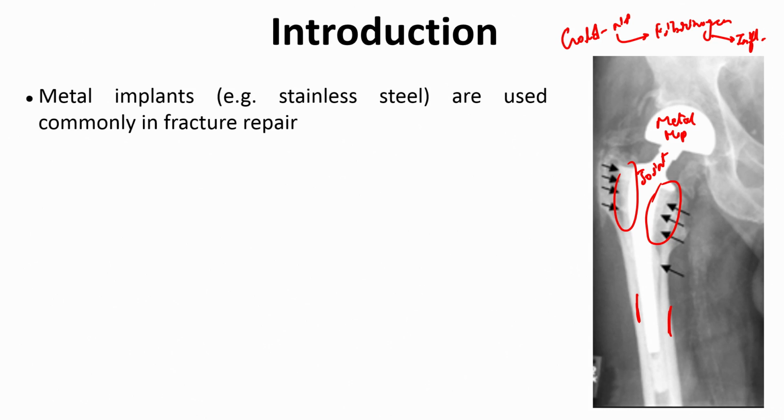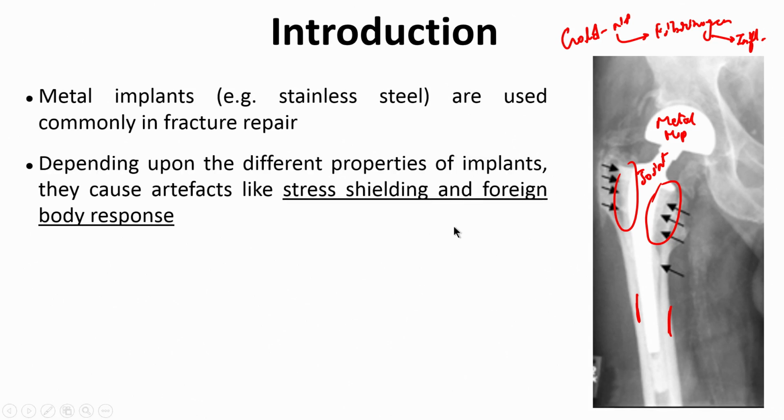So, again these metal implants are commonly used for fracture repair. Depending on the different properties they can cause artifacts, they could cause a foreign body response, they could cause stress shielding, or maybe the mechanical properties do not match up. There are some issues. So, this will eventually lead to implant failure, and now the patient will have to go back to the hospital, they will have to take this metal out, they will have to put in a new metal, and that can still lead to the same problem.